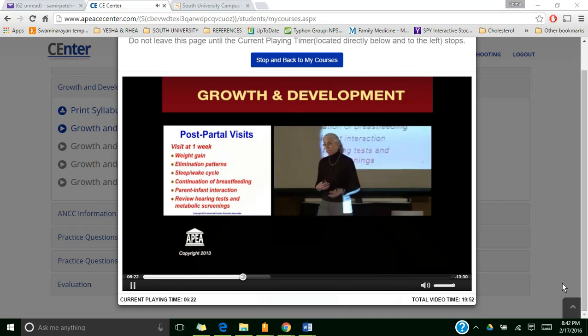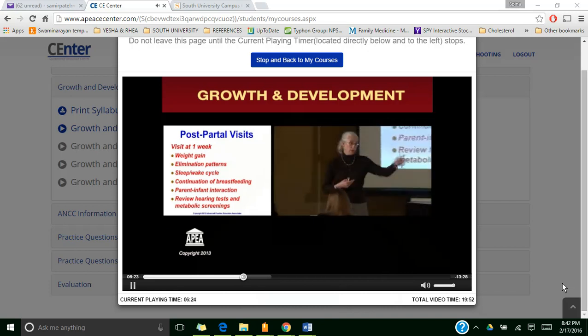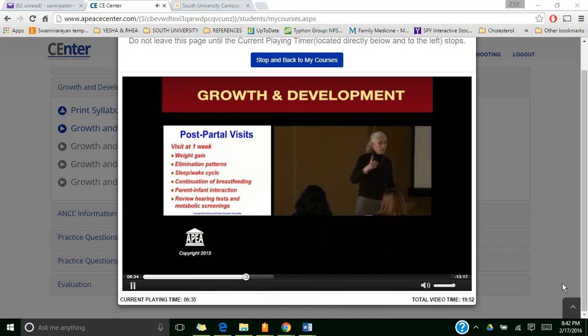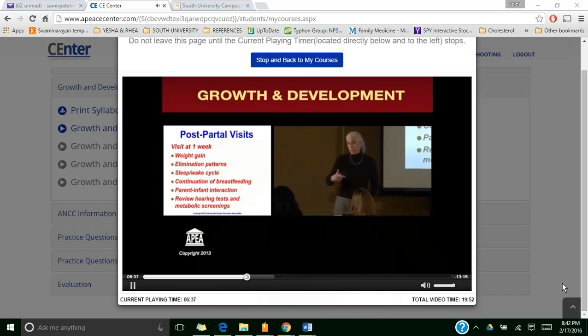One of the things you need to make sure that you've gotten by now is results of the hearing test. And certainly any of the metabolic screenings like a PKU or any of them that you did not get when she came back at 2 to 3 days, you need to make sure that you get now. And if you don't have them, you need to find out why. All right? So this is the time we review all of that.